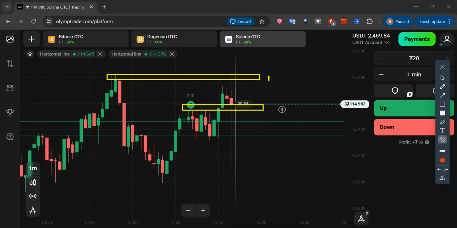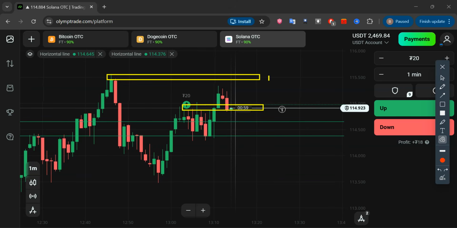Let's wait and see how this candle will close. So we've tapped on that area. If it closes as a weak or bullish candle, I expect us to move even more up. So this strategy needs a lot of patience. Now let's wait for the next candle.